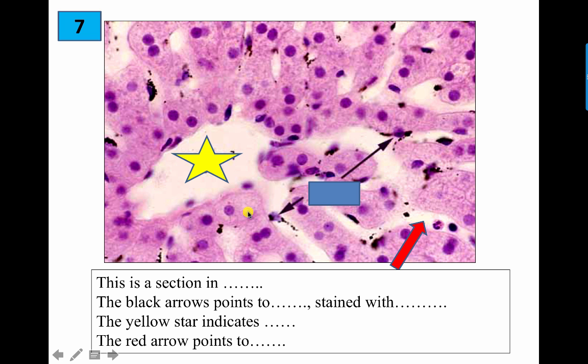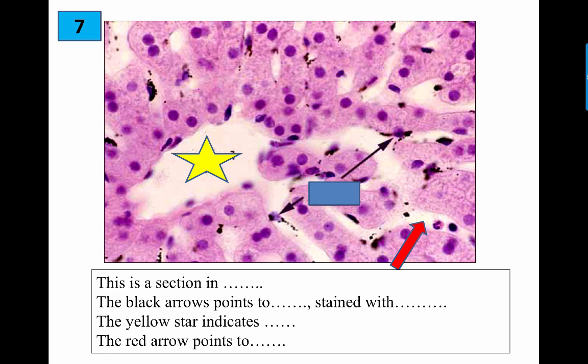Now, this is a section in the liver. As you see, we can see this central vein, and here the blood sinusoids passing their blood to the central vein, and you can see these cells present in the wall of the blood sinusoids. Here we can see the blood, and this is a neutrophil and a lymphocyte present in the blood of the blood sinusoid. So this is a section in the liver.